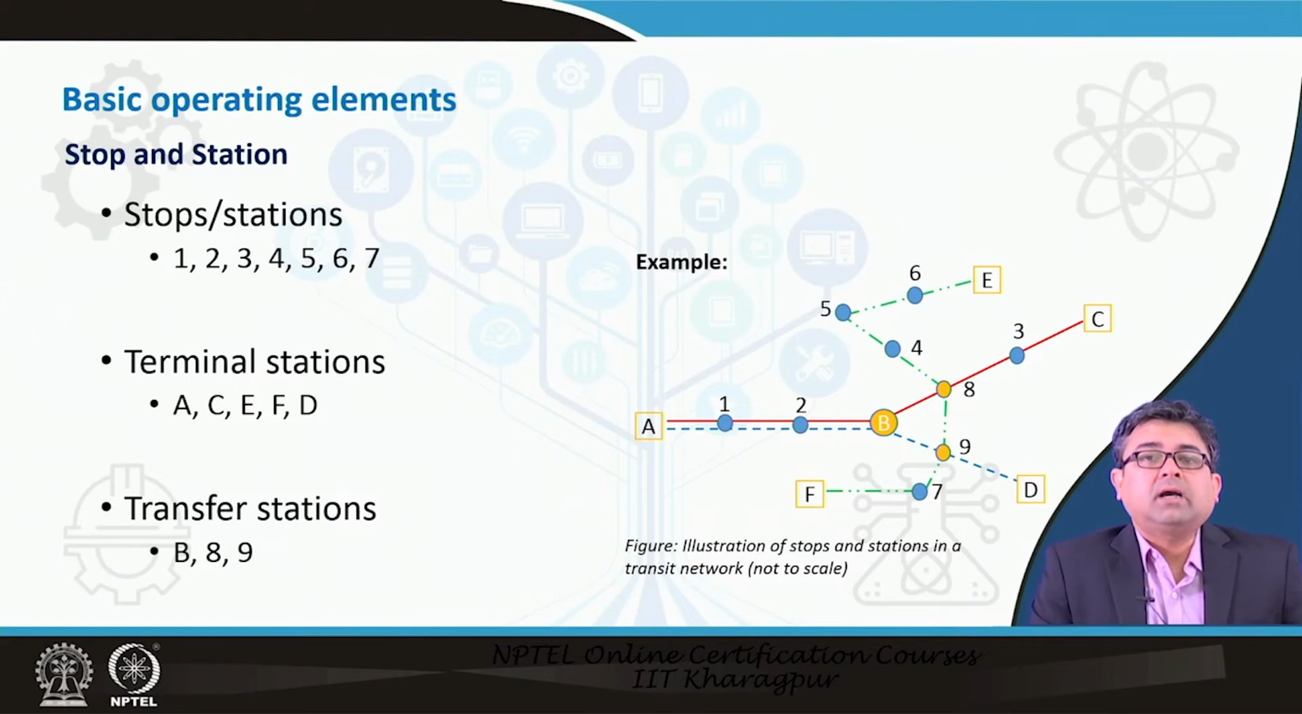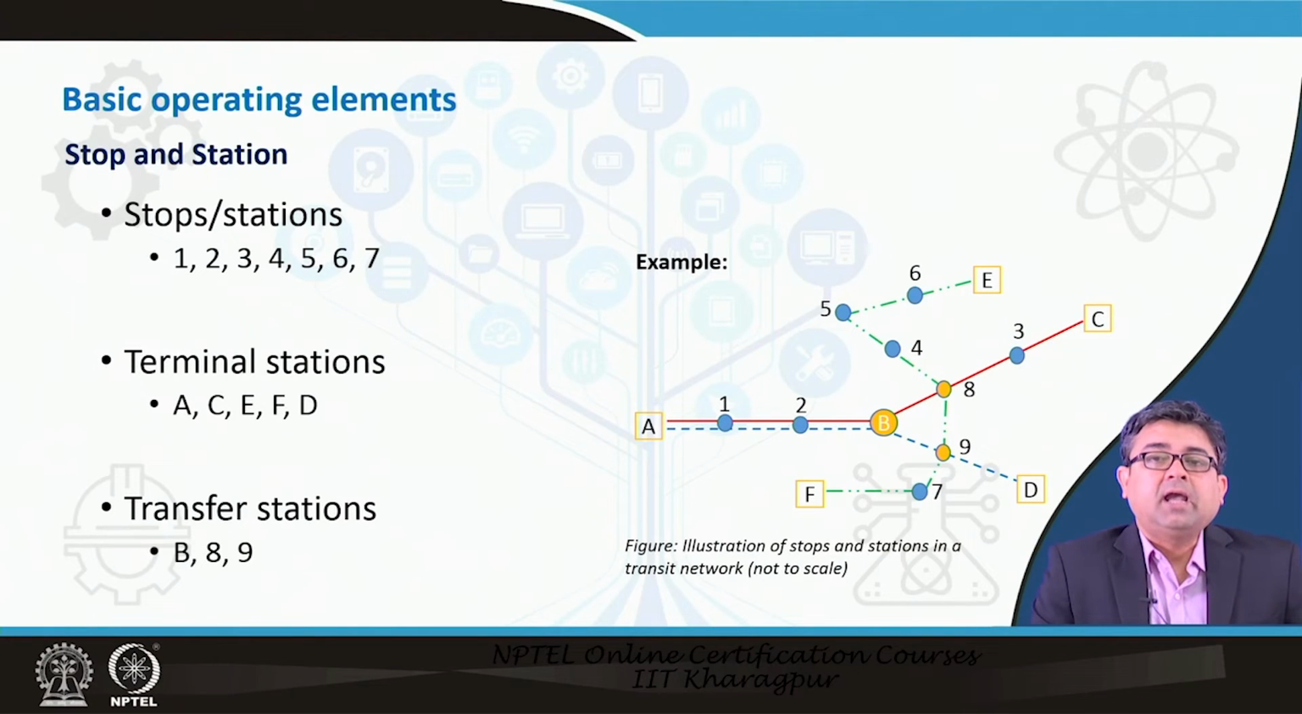If we go back to our sketch of the transit route network, we would see that stops or station numbers 1, 2, 3, 4, 5, 6 and 7, all the blue dots, could be called stops or stations. Whereas the terminal stations are the ones noted in a square with a letter inside the square: A, C, E, F, D. So, these are the terminal stations.